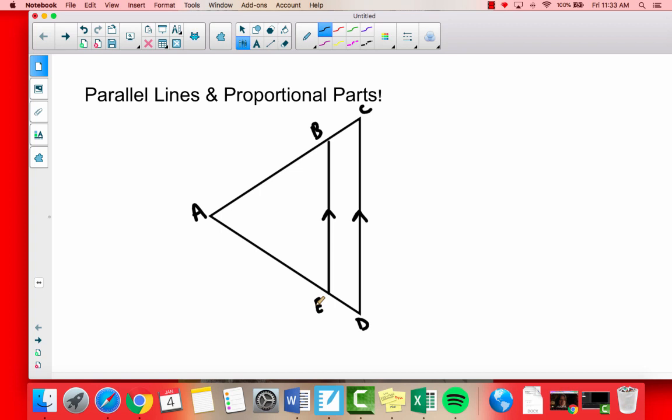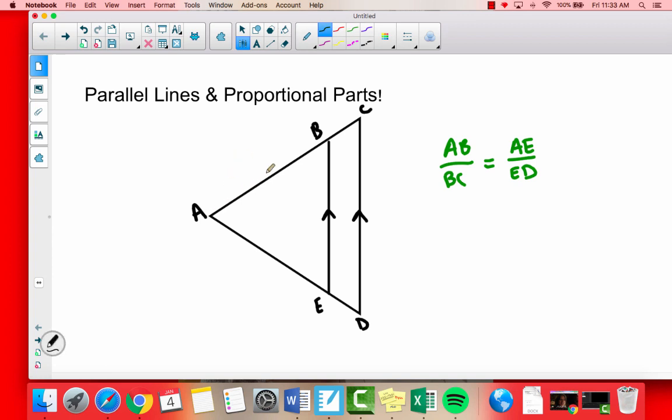And when you have two lines that are parallel like this, you create proportional parts. And I'm going to go ahead and write that proportion here for you. It's going to be that AB, so this side of the small triangle, over BC, and that's this little tiny segment right here. This ratio, or this fraction, is going to be proportional to the other side, so AE over ED.